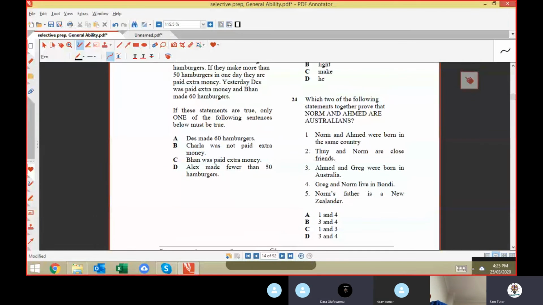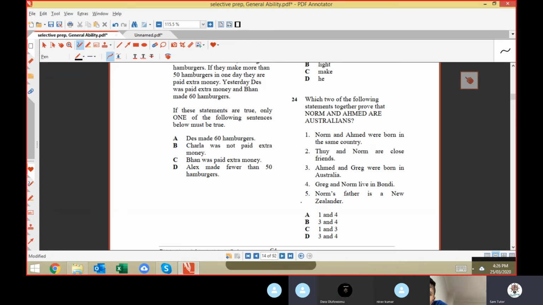Number 24. Which two of the following statements together prove that Norm and Ahmed are Australians? Okay, let's read it again. Norm and Ahmed were born in the same country. Ty and Norm are close friends. Ahmed and Greg were born in Australia. Greg and Norm live in Bondi. Norm's father is a New Zealander.